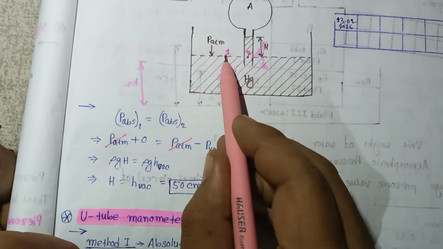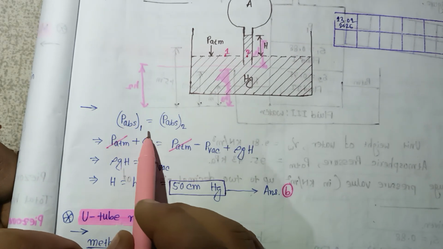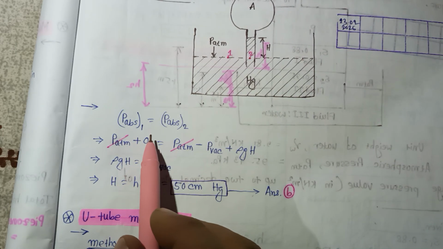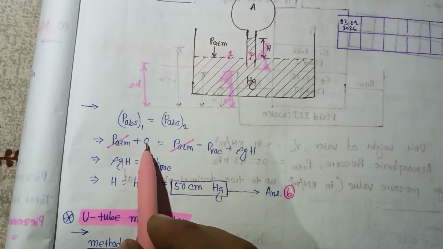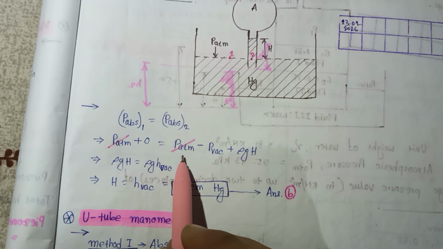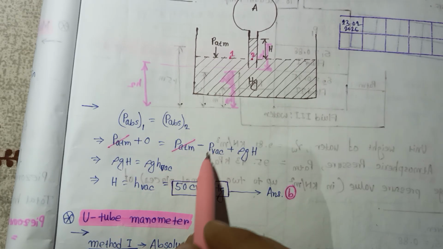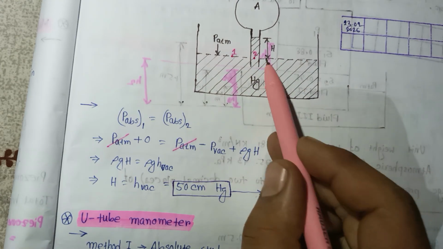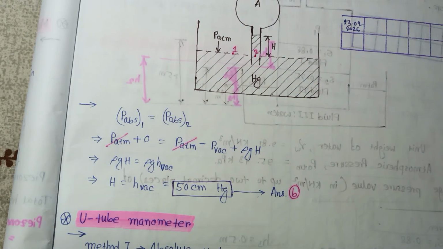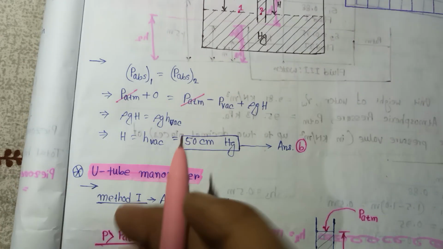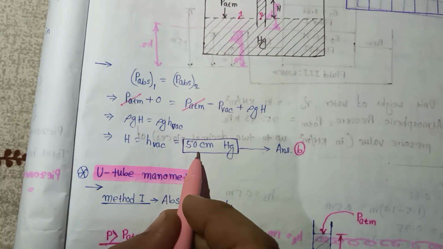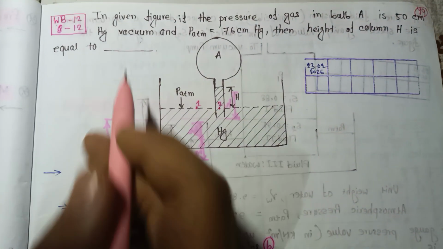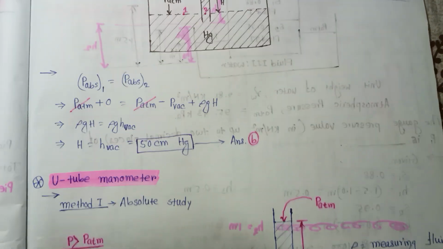Consider this is one point and this is another point. The absolute pressure at 1 is equal to the absolute pressure at 2. For 1, the absolute pressure is atmospheric pressure, and there is no gauge pressure. For 2, it is atmospheric pressure minus the vacuum pressure, plus the positive pressure rho gh. So from here H is equal to the head of vacuum pressure, that is 50 cm of Hg, as given in this question. So this will be our answer.